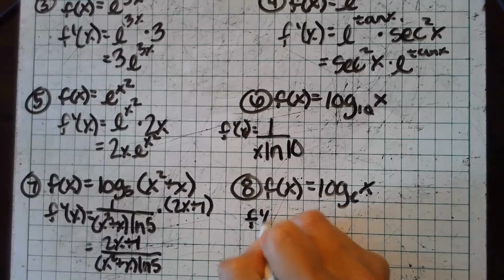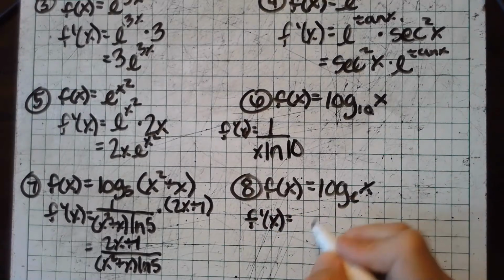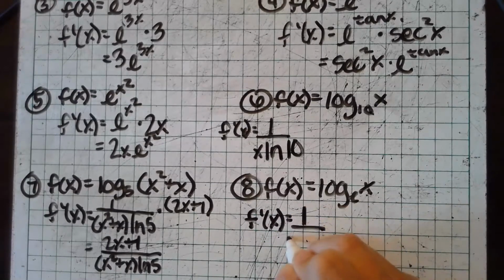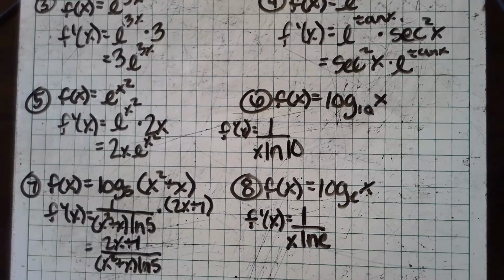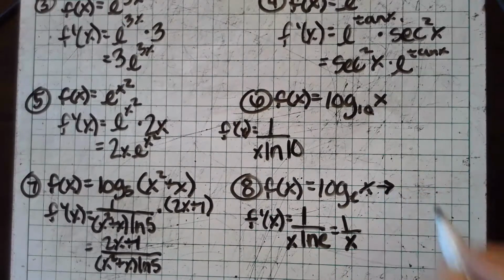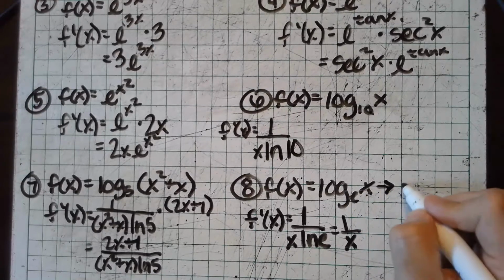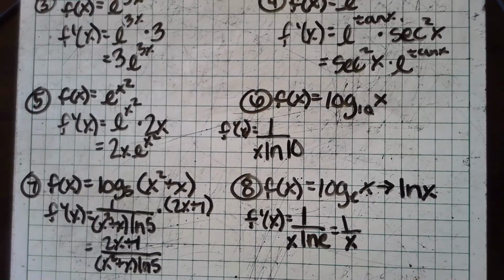Okay, f prime of x. Now, if we go do this one, it's 1 over x ln of e. Now, do you recognize anything? What is the ln of e? It's just 1, so that's 1 over x. Now, some of you may have recognized here that log base e is ln x. All right, and what's the derivative of ln x? Just 1 over x. So you could do that either way, but realize log base e is just natural log. And also the natural log of e is 1.